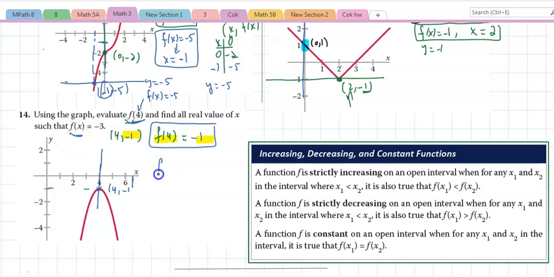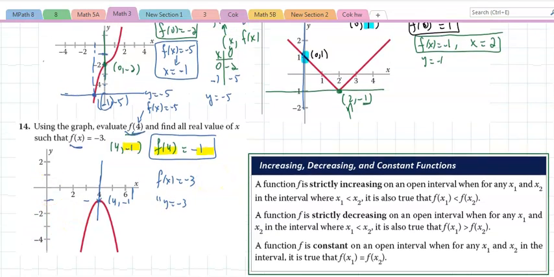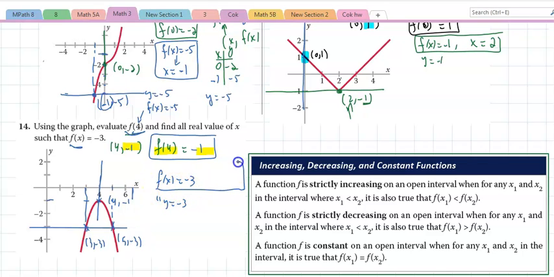Notice here the whole thing is negative 3. This is saying y equals negative 3. If you draw y equals negative 3, isn't that a horizontal line right there? Doesn't that cross at 2 places? Isn't that point (3, negative 3)? And isn't that point (5, negative 3)? So when it says, where does y equal negative 3? You're going to say that's going to happen when x equals 3 or x equals 5.